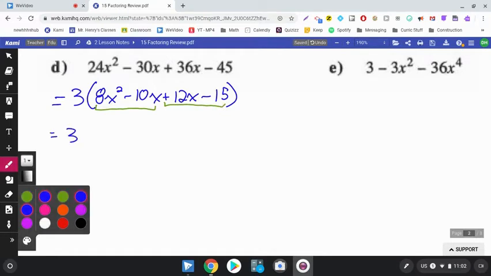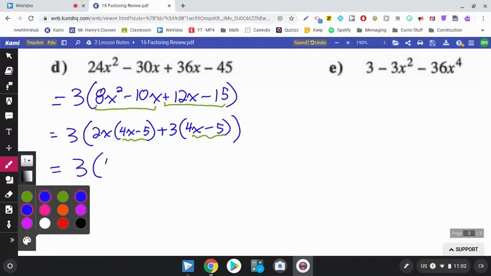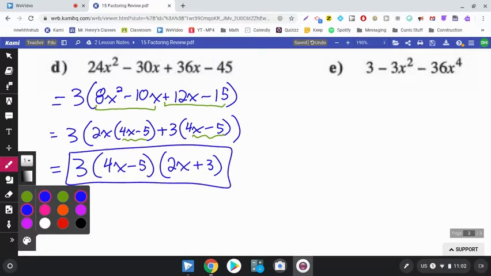So I've got the factor of 3 out front. Between 8x squared minus 10x, I could factor out a 2x, and I'd be left with 4x minus 5. Plus, I could factor out a 3, and you get 4x minus 5. So inside this big bracket, I can do grouping, which is kind of similar to the decomp. And I actually get my factored answer. 3, you factor out the 4x minus 5, and you get left with a 2x and a plus 3. There we go. Those are my 3 factors. 3, 4x minus 5, 2x plus 3 would all multiply out to this.